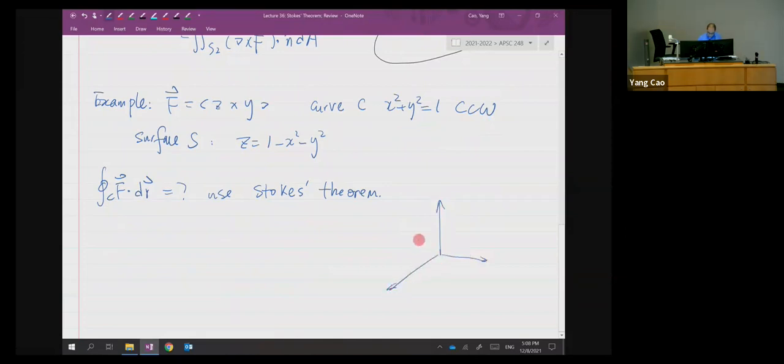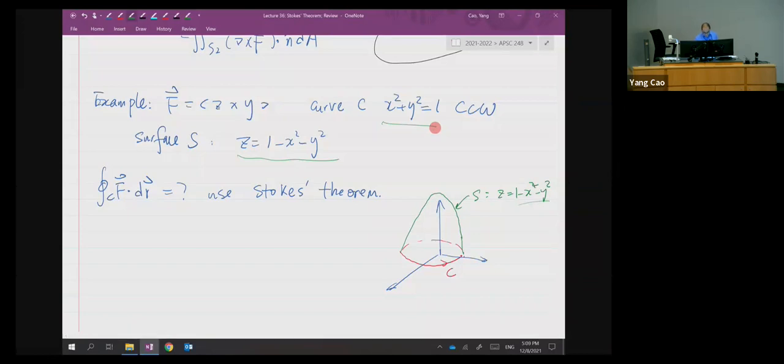If you plot all of this information out, C is a unit circle in the XY plane. The surface is a paraboloid pointing downward, with a maximum at 1. So this is your surface S, z equals 1 minus x squared minus y squared. When z equals 0, the paraboloid intersects the XY plane at this same circle, x squared plus y squared equals 1.